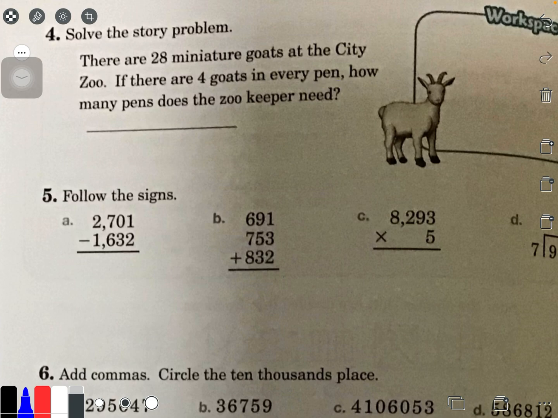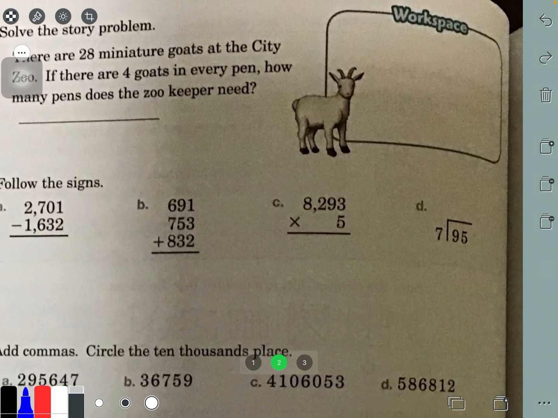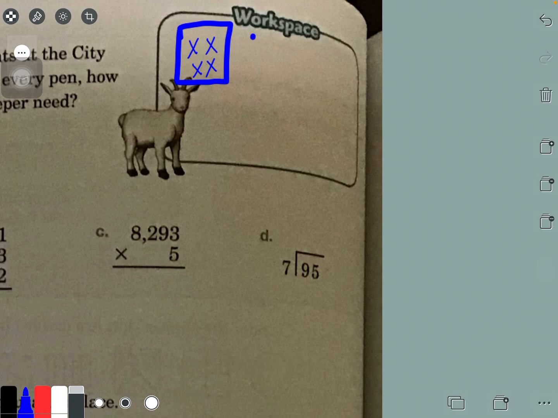So there are 28 goats, and in each pen, they're only going to put 4 goats. I'm going to draw a pen right here, and put 4 goats in it. 1, 2, 3, 4. So that's 4 so far. I'm going to draw another pen. I'm going to draw 4 goats. 1, 2, 3, 4. So far I've got 4, 8. So far I've got 8 goats. Now I'm going to draw another pen.